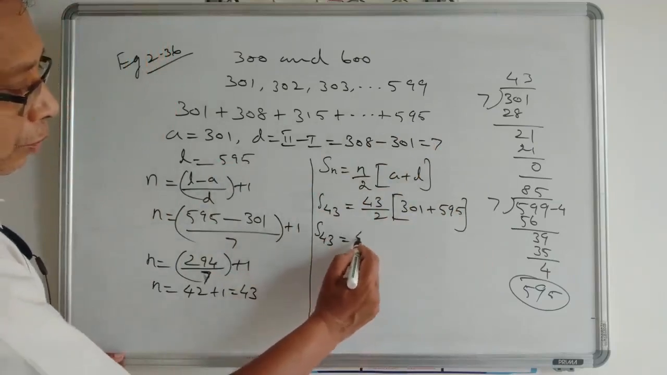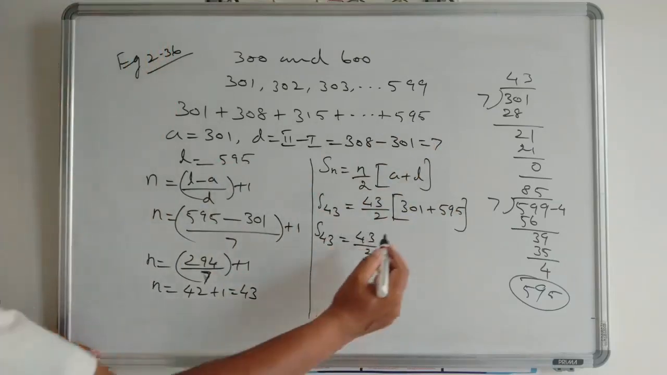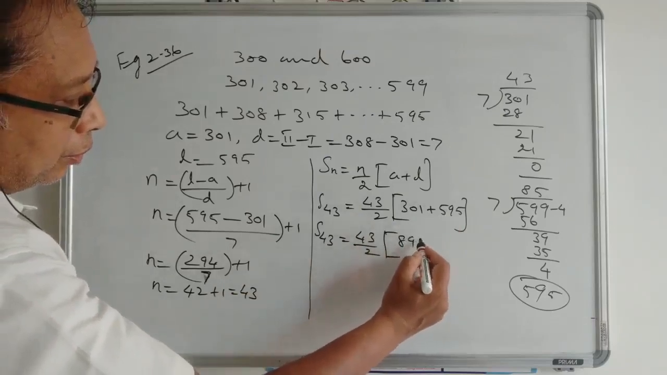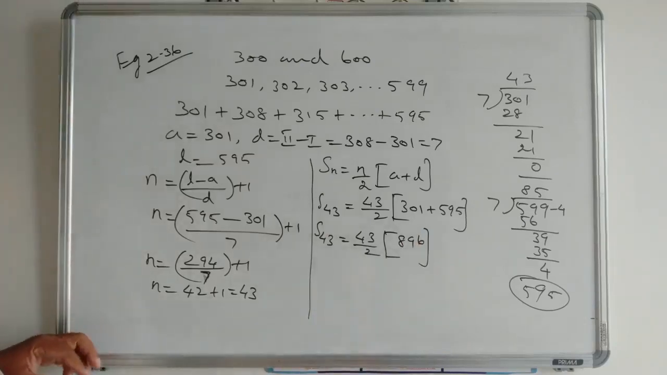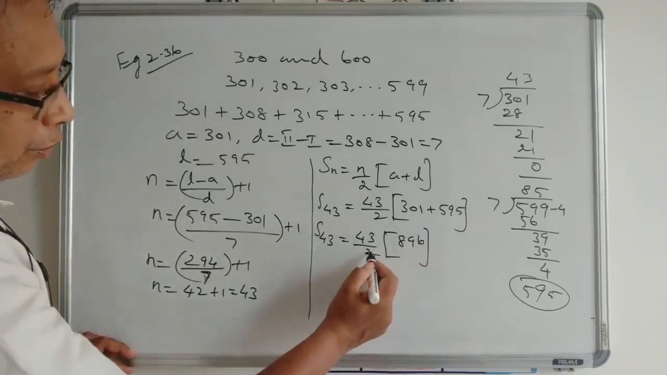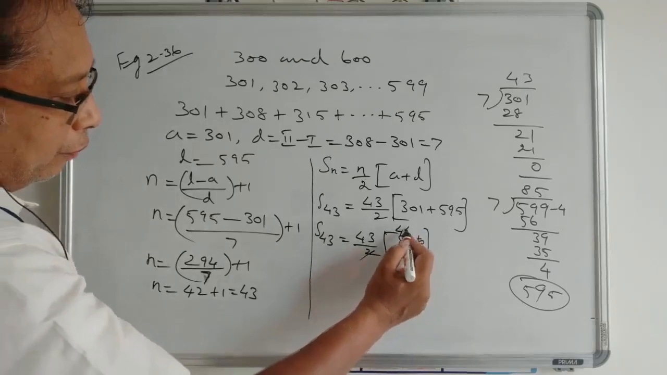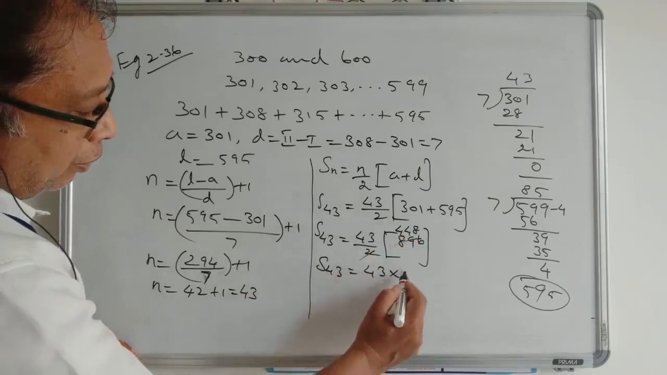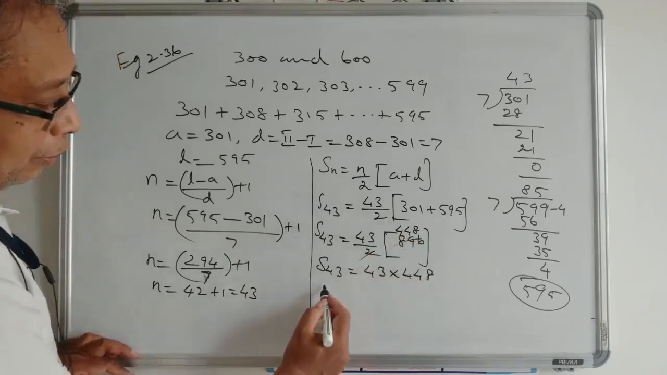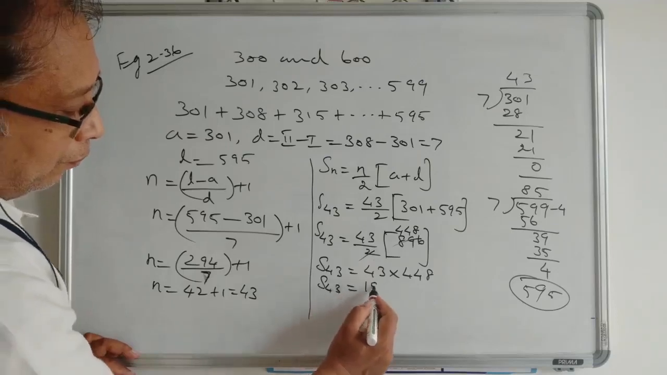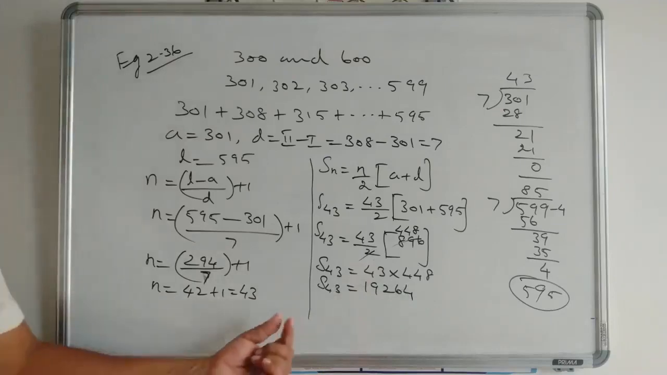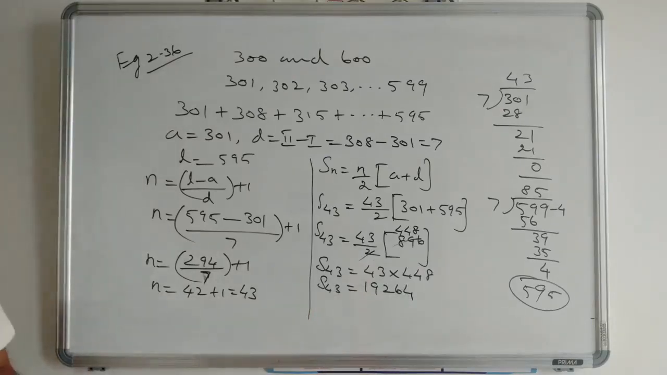S43 equals 43 by 2 into (301 plus 595), which is 896. Reducing by 2, we get 448. S43 equals 43 into 448, therefore S43 equals 19264. Therefore, 19,264 is the sum of the first 43 terms.